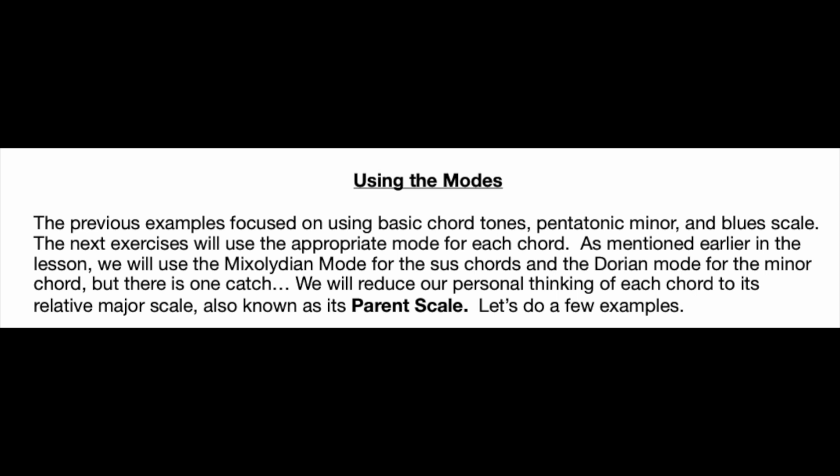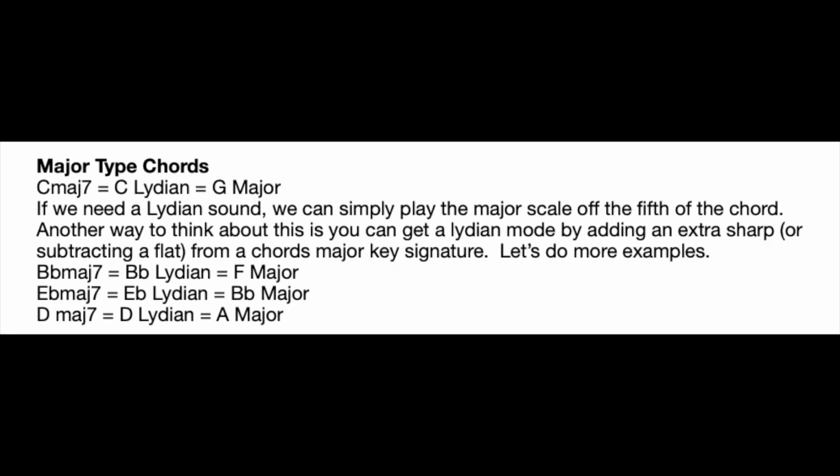So if we had a major type of chord, like C major 7, which we know we've got to play the Lydian, so that's C Lydian. What we're going to want to do is find that major scale that C Lydian comes from. And the way you do that, you can ask yourself this. Okay, so we know the notes of C Lydian have 1 sharp. What major key has 1 sharp? The answer is G.